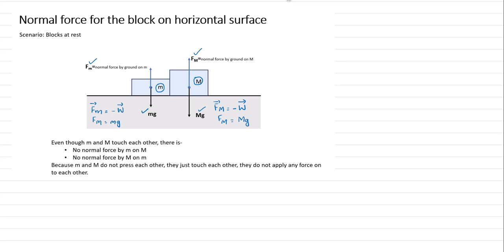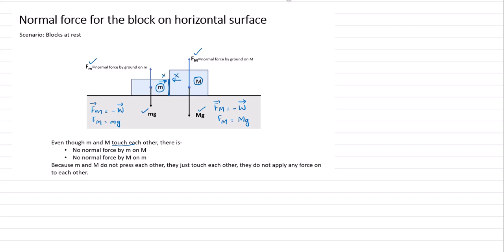But will there be any normal force along this surface which is common to both the objects? What do you say? If you recollect, the conditions for the normal force to be present are that they should be in contact. So that first condition is met. They touch each other. But is the second condition met? That is, is there any force being applied by the bigger object onto the smaller object, or any force being applied by the smaller object onto the bigger object? In the scenario that is given, no, there are no such forces.